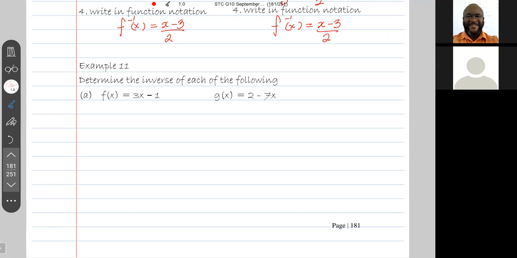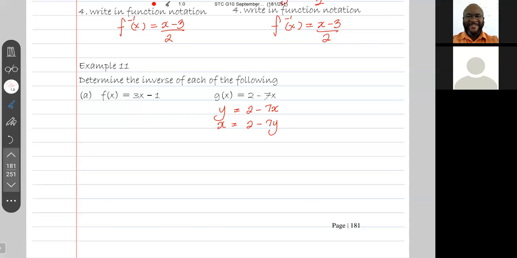Now, step 1 is to write the defining equation. At step 1, all we do is we take out g of x and say y is equal to 2 minus 7x. Now, step 2 is to interchange x and y. Wherever I see x, I'm going to put y, and wherever I see y, I'm going to put x. So at step 2, we have x is equal to 2 minus 7y.